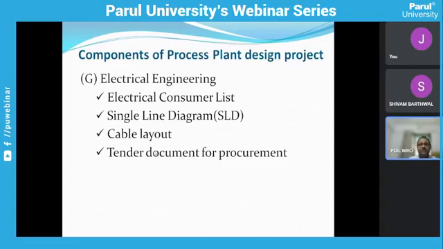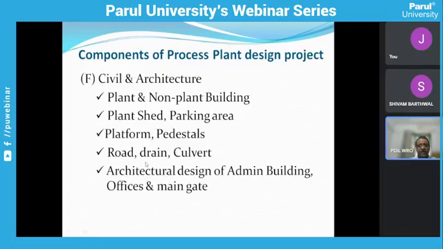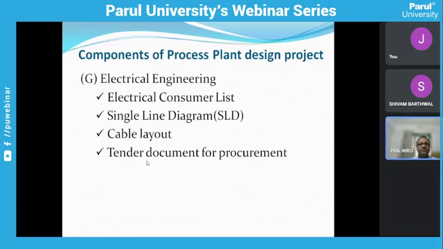And whenever they are doing the cable layout, and whenever the civil team is doing the road, drain, culvert, they have to check with the mechanical team whether there is a clash between all these activities, because the cable should follow a particular route, the piping should follow a particular route, and also the road, drain, culvert will follow a particular route. So for that purpose, we first prepare a tentative layout, and after that the 3D modeling is done using software, and using that 3D model you can easily check the clashes, and they can be rectified.